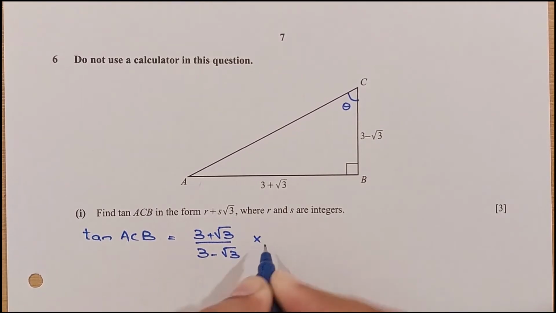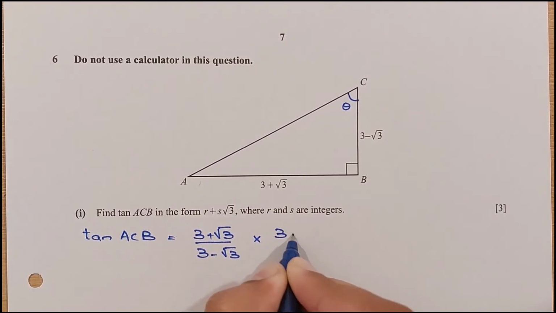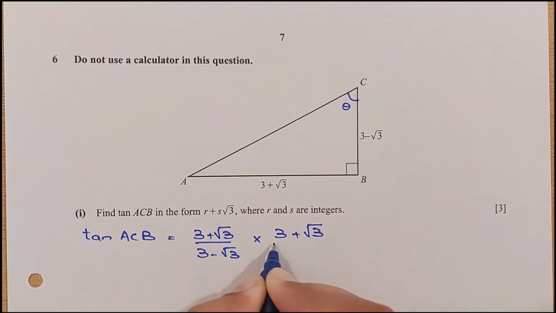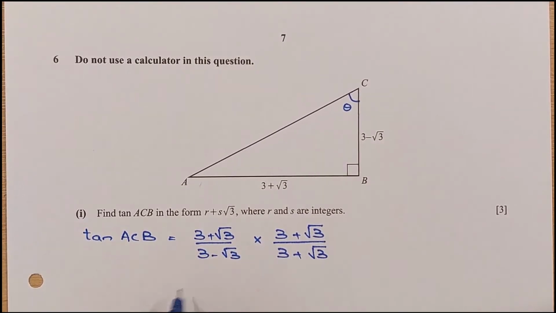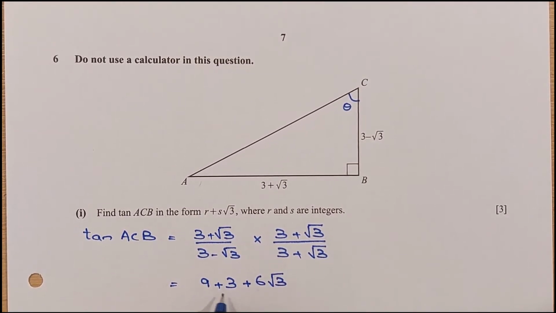So we have to rationalize this. So 3 plus square root of 3, multiplying and dividing by the conjugate of the denominator. Right, so from here we have 3 plus square root of 3 whole squared. 3 squared is 9, square root of 3 squared is just 3, and plus 2ab, so 2 times 3 is 6 square root of 3. Right, and here in the denominator 3 squared is 9 minus square root of 3 squared is 3.